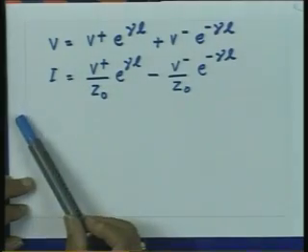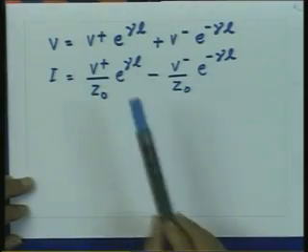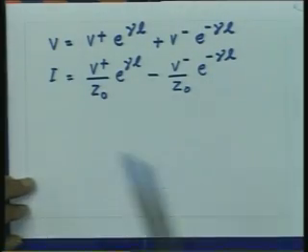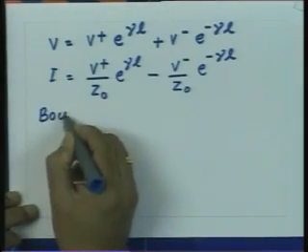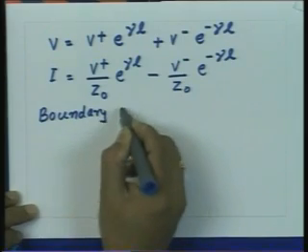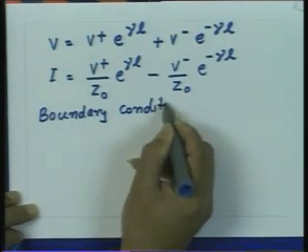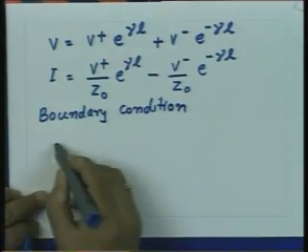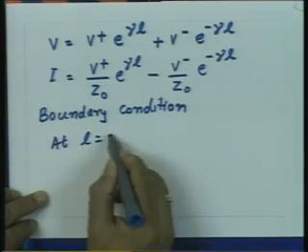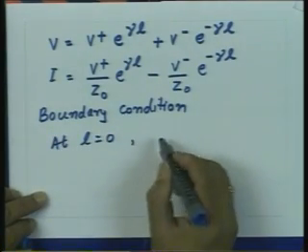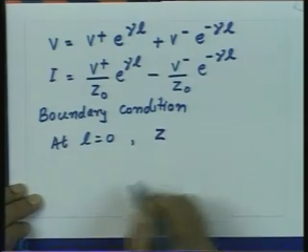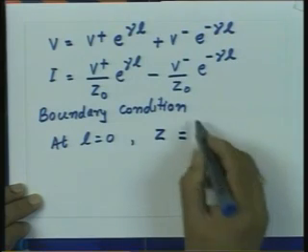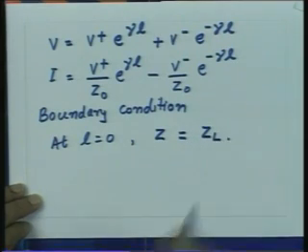Once I get this, I have a boundary condition which I can apply at L equal to 0, because the line is terminated into a load impedance, which is a known load impedance. So, I have a boundary condition that is at L equal to 0, that is the load point. I have terminated a line in some given impedance. So, the impedance Z is equal to ZL.